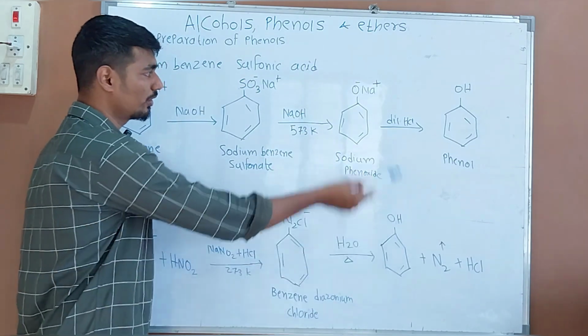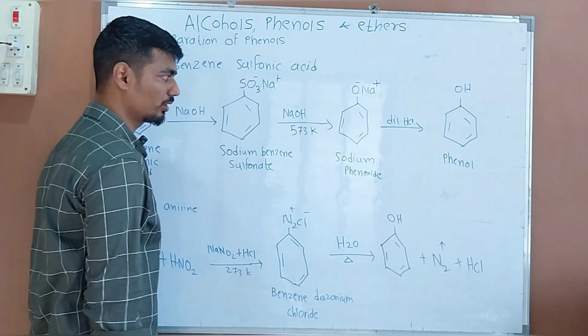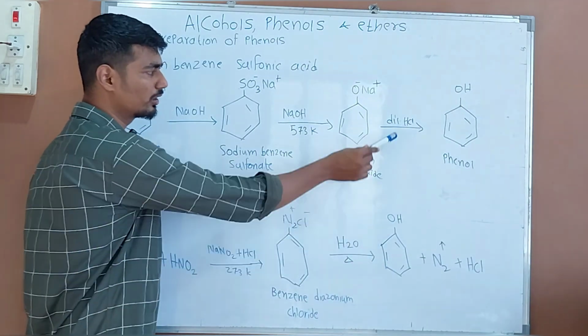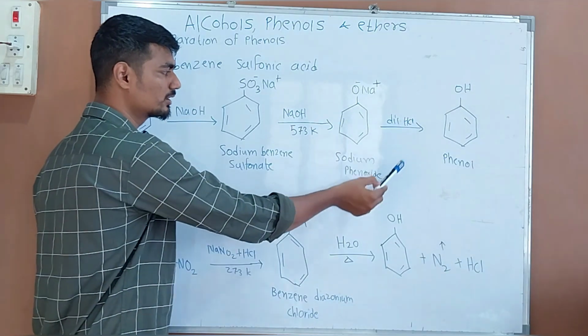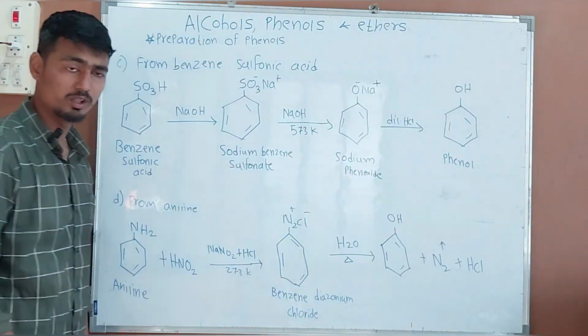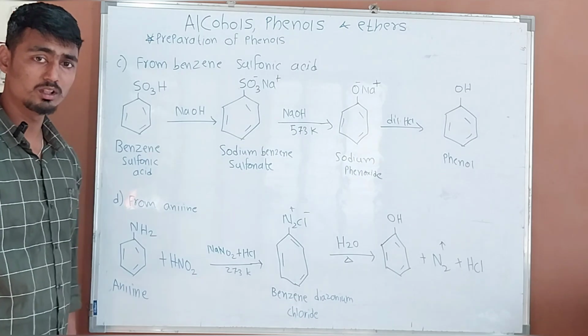Sodium phenoxide. As we all know, Na plus, O minus is sodium phenoxide. Now on addition of dilute HCl, same reaction as the first reaction, the Dow process. On addition of dilute HCl, we are getting the phenol. The OH group is attached to the ring.